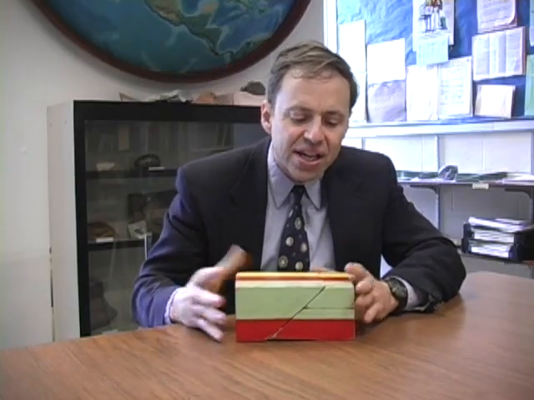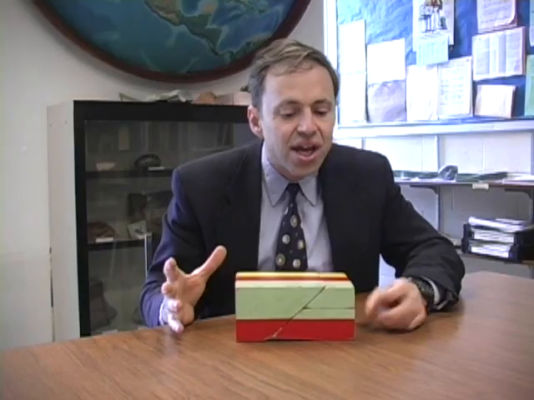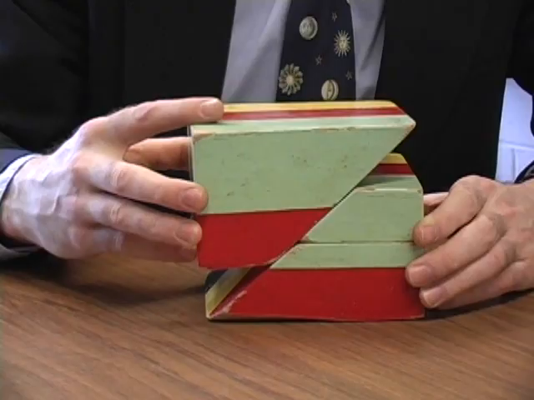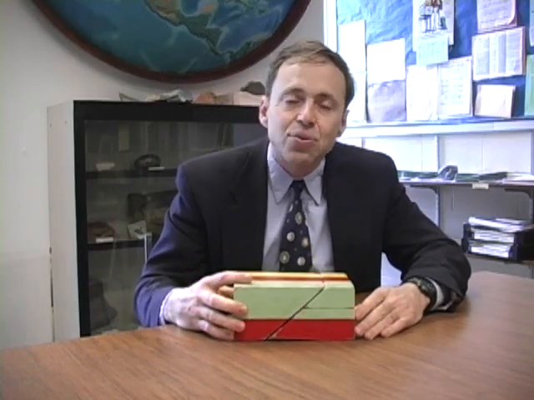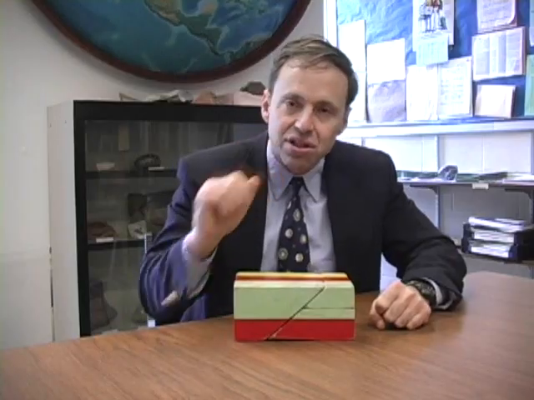Now we can have two different types of motion that we can put on this fault. Either we can move the fault sideways like this, which is along the strike direction, so we call those strike-slip faults, or we can move the fault like this, which is along the dip direction, and so we call those dip-slip faults. So we have strike-slip faults with a lateral movement and dip-slip faults with a vertical movement. So those are the two types.